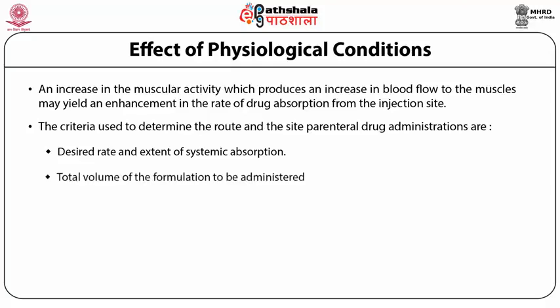The second important criterion which would help us to decide the site of parenteral drug administration is the total volume of the formulation which needs to be administered. For example, subcutaneously, you cannot go beyond 1 to 2 ml of the dosage form, whereas in case of the IV formulation, depending upon the urgency and emergency conditions, the IV route can be completely used for delivery of large volumes of parenteral formulations.